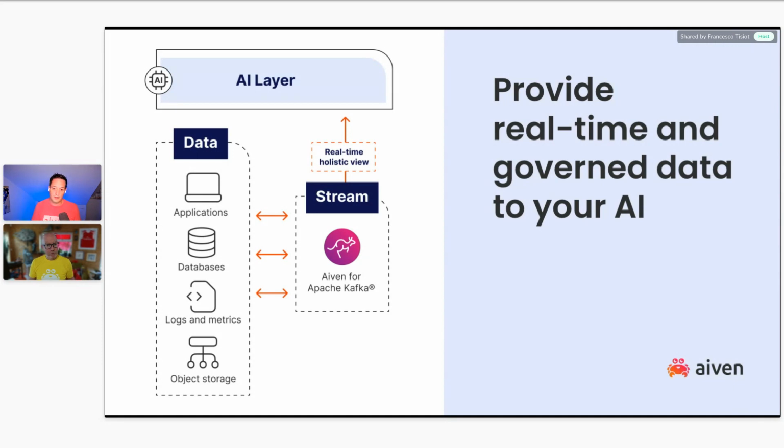So the real-time component is critical because you cannot be late. You cannot give away wrong suggestions with your generative AI applications.